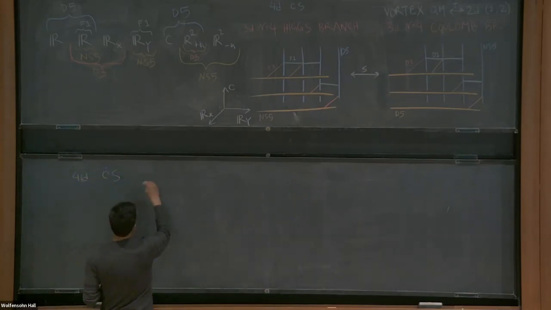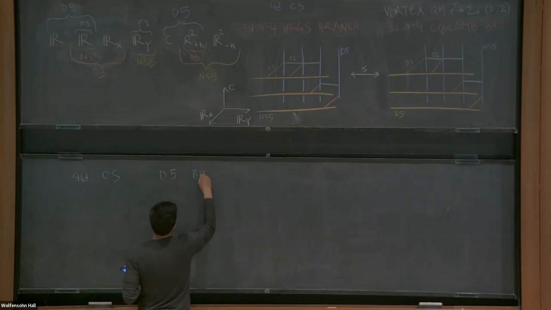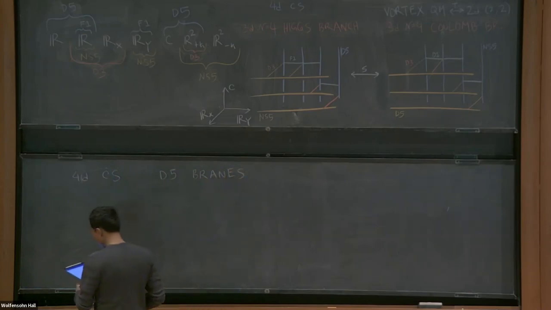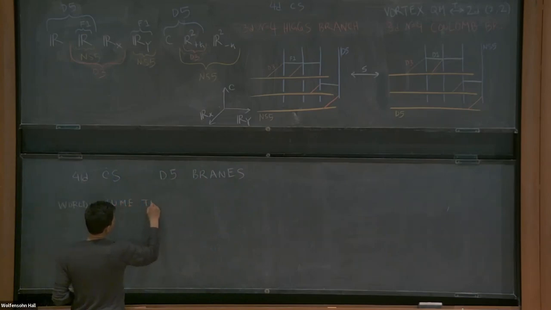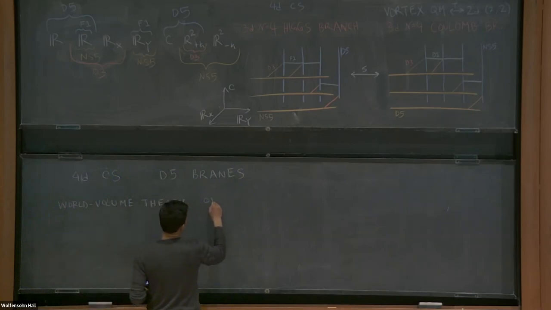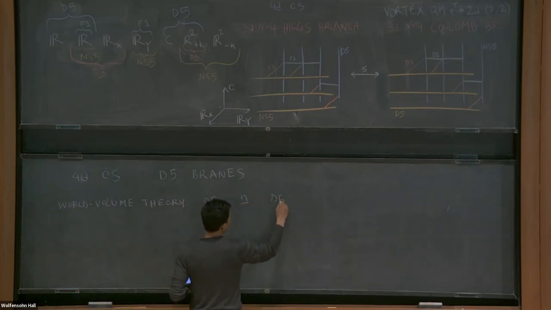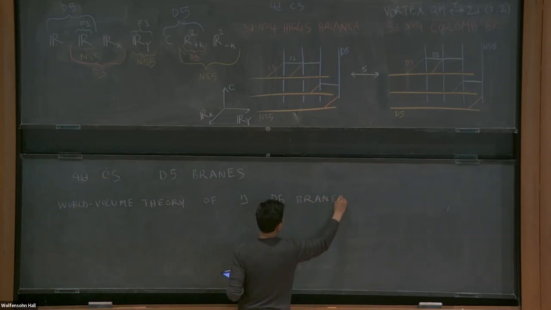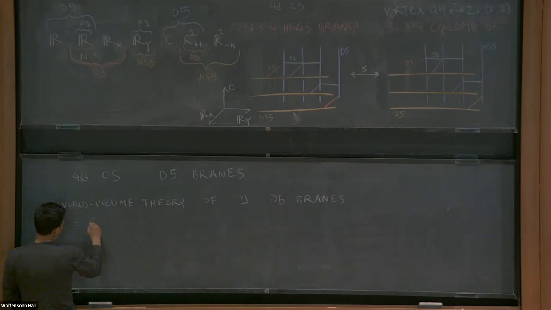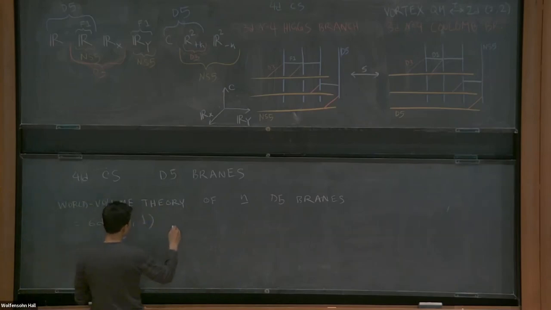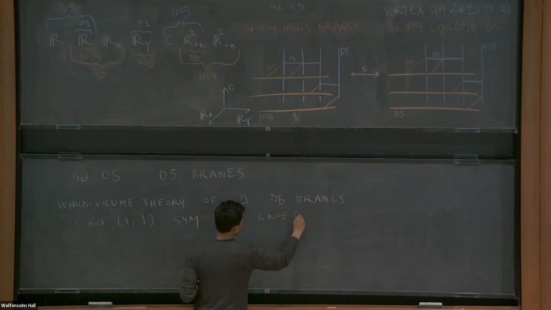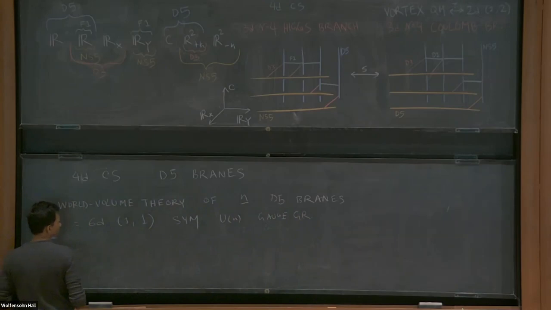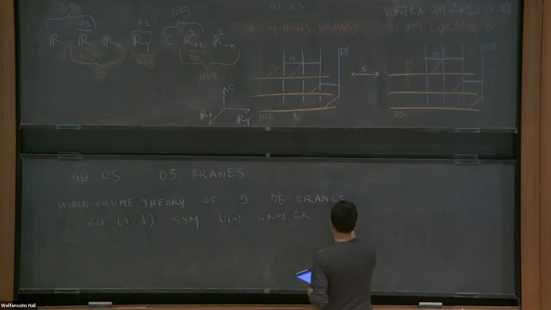Now, the 4D Chern-Simons comes from D5 branes. So the idea is that the worldvolume theory of N D5 branes is simply 6D N=(1,1) super Yang-Mills with U(N) gauge group. And the subpart of the theory is sigma times C times one of the omega deformation planes.